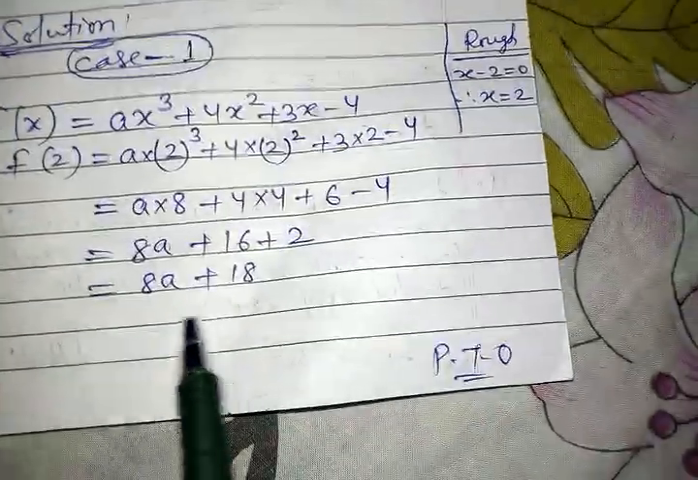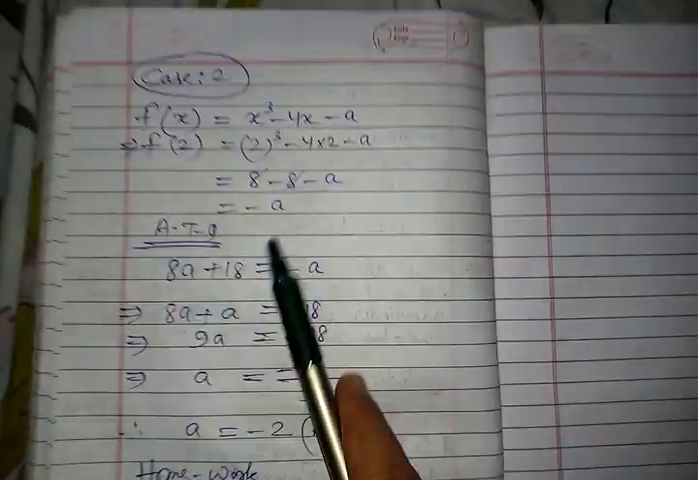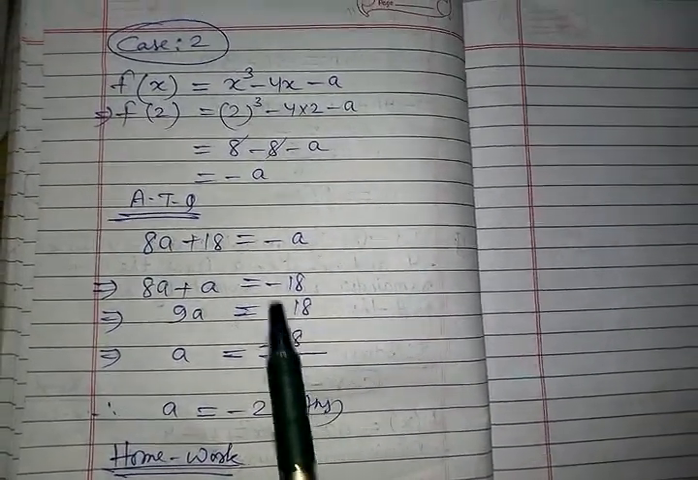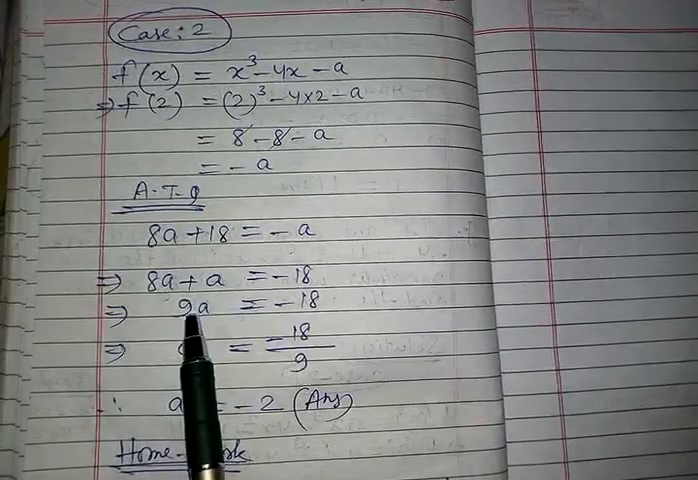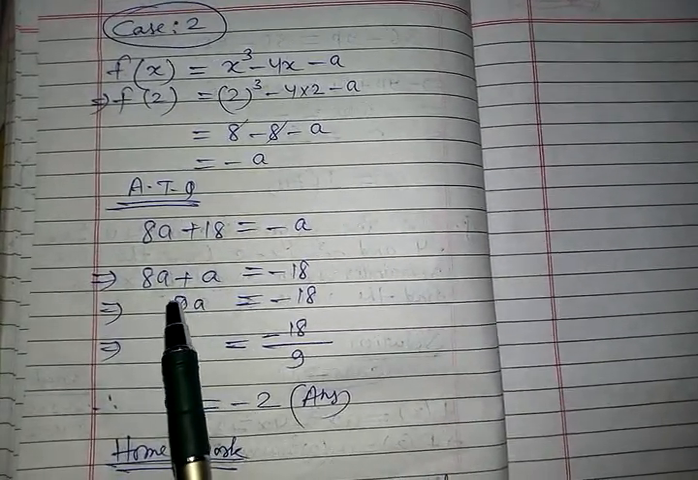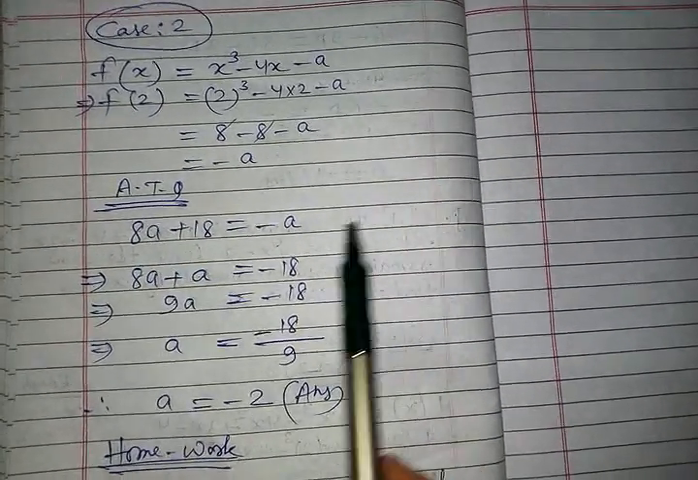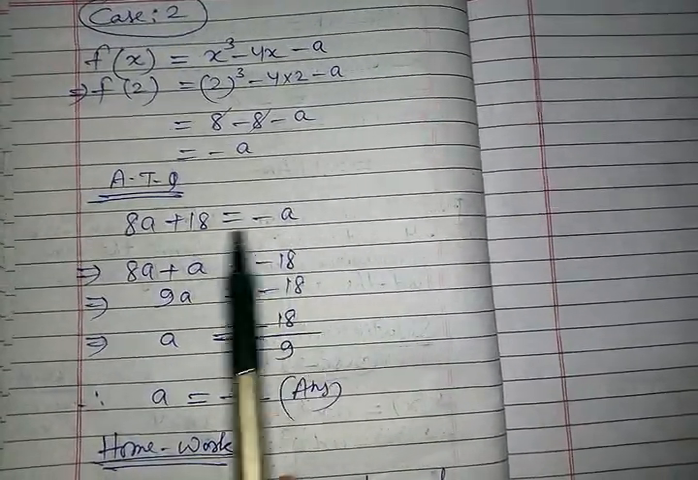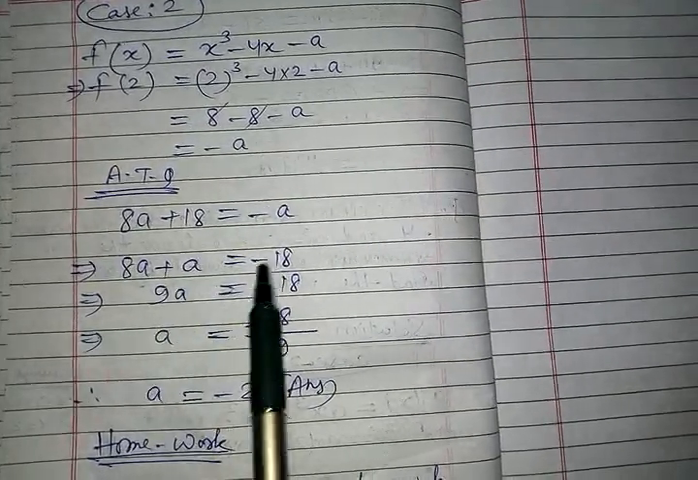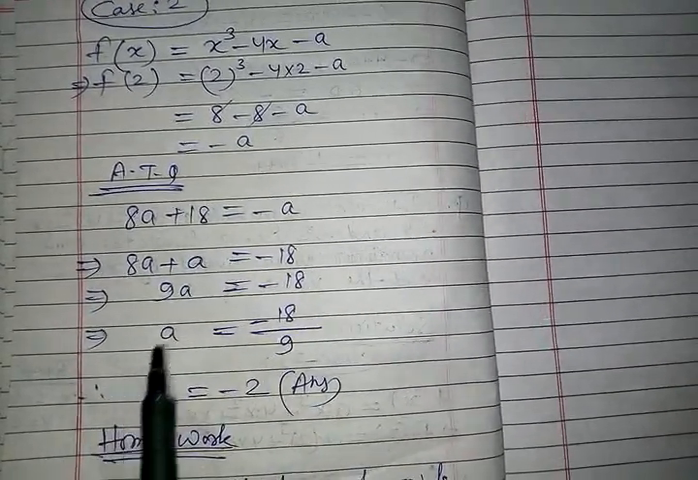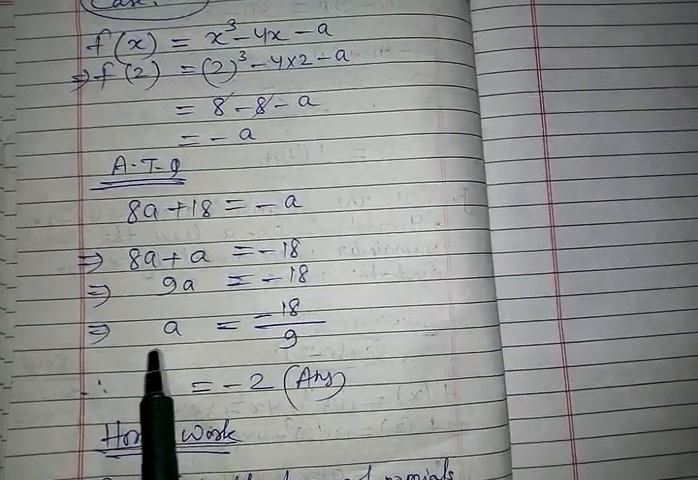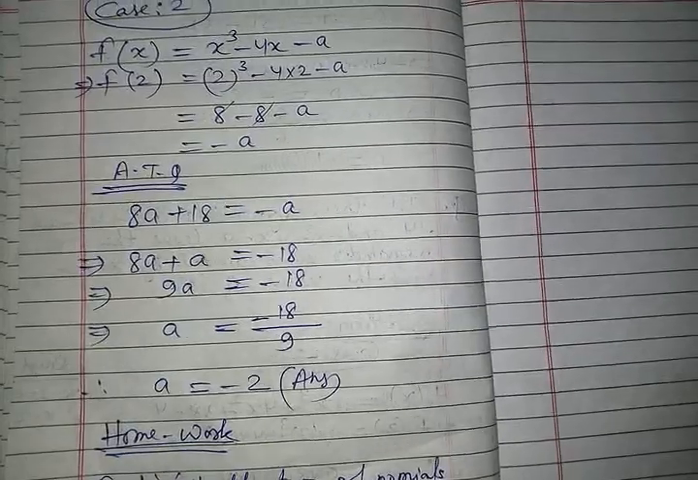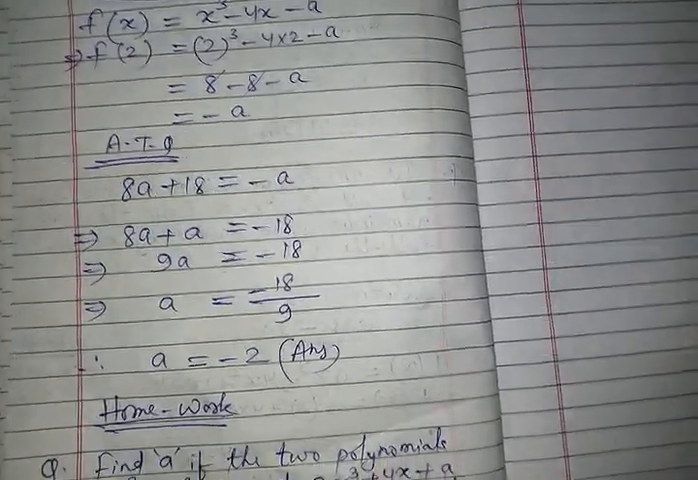So I can say remainder of case 1 and remainder of case 2 will be equal because according to the question, in the question it is said you divide both the polynomials by x minus 2, remainder will be same. You can check the question. So remainder will be same, that means they are equal. Now 8a minus a came this side, plus a, equal to 18 goes that side, minus 18. 9a equal to minus 18, a equal to minus 18 by 9, therefore a equal to minus 2. So this is how we got the value of a.